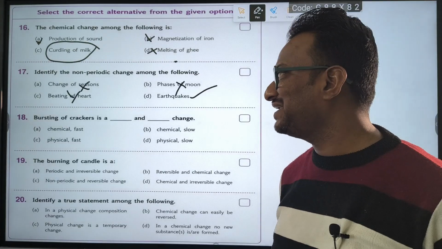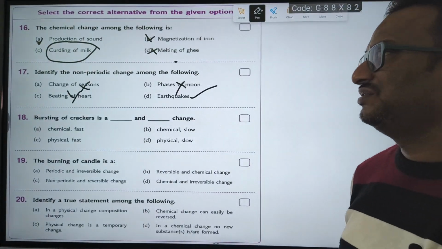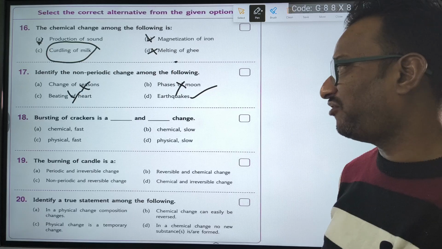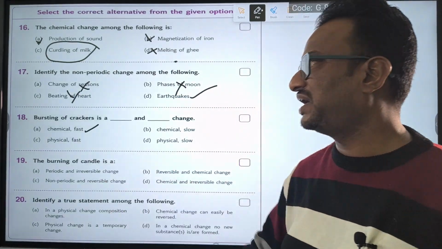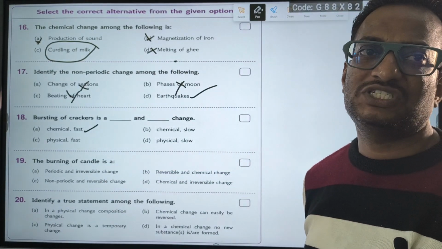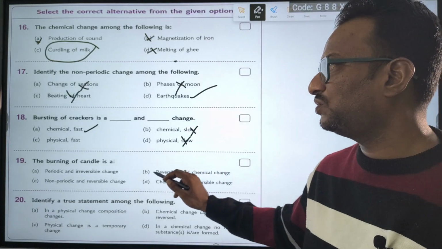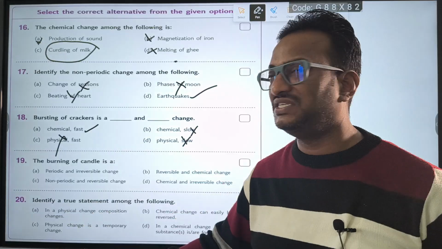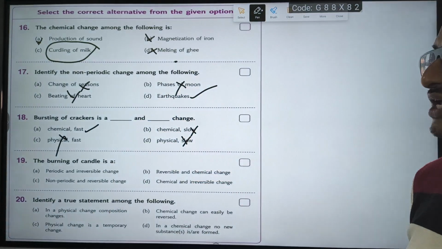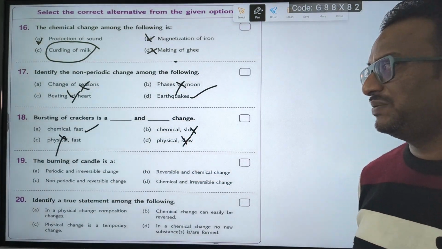Bursting of cracker is a dash and dash change. It is actually a chemical change and a fast change. The first option is correct because a cracker will burst within a few seconds. So not a slow change and not a physical change. It is a chemical change. Chemicals are going to be produced, gases are going to be produced.